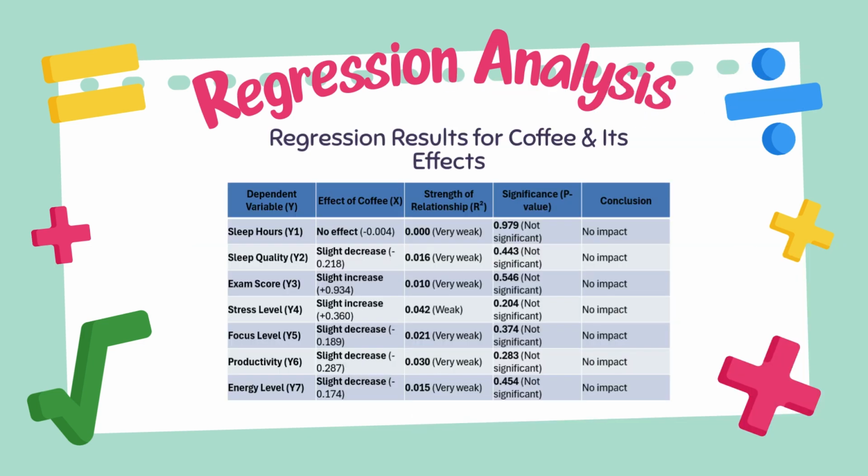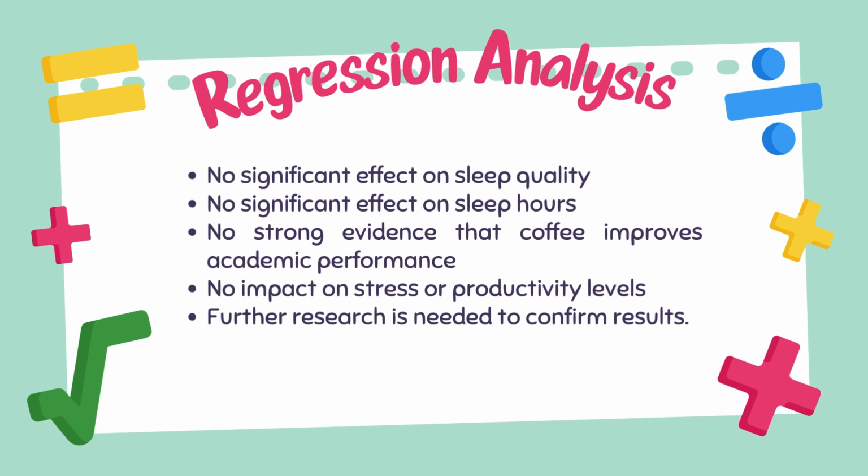Here are the results of the regression, where the table says that coffee has improved their sleep quality, with a p-value of 0.025. But it has no significant effect on their sleep hours. There is also no evidence that coffee improves academic performance, and it has no impact on stress or productivity levels.